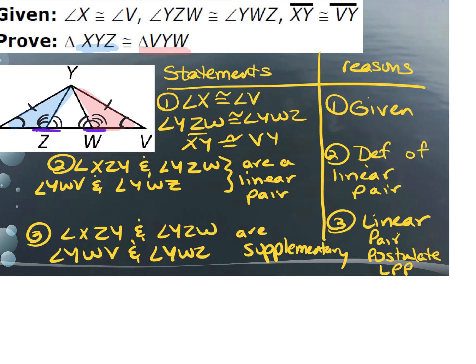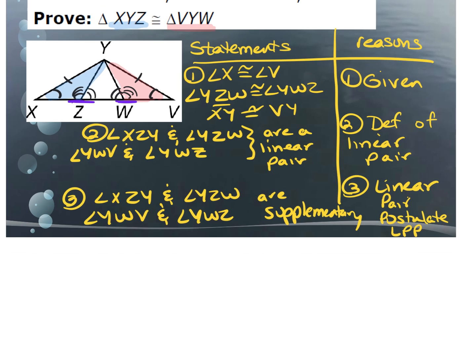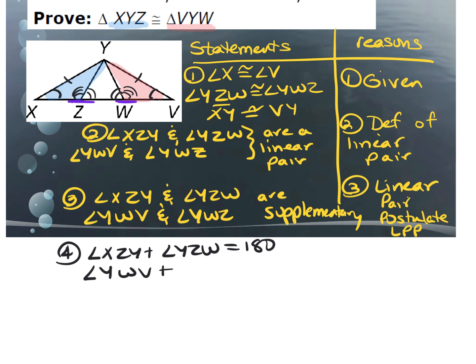Next, what I'm going to do is show what supplementary means. So my next statement is going to be angle XZY plus angle YZW equals 180. And the same thing below, YWV plus YWZ equals 180. And this is definition of supplementary.